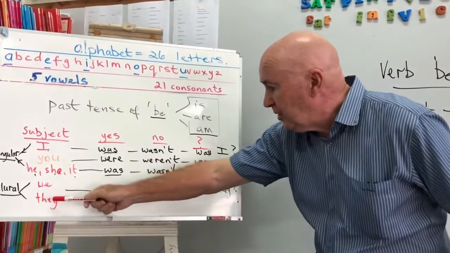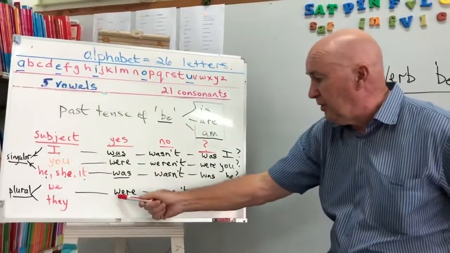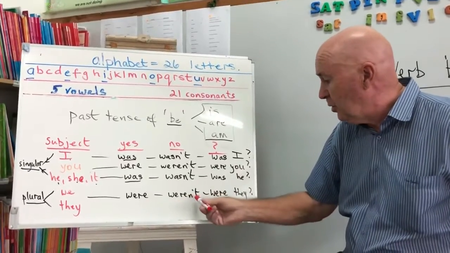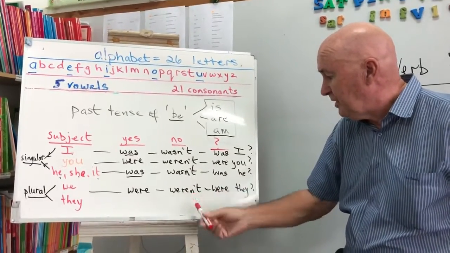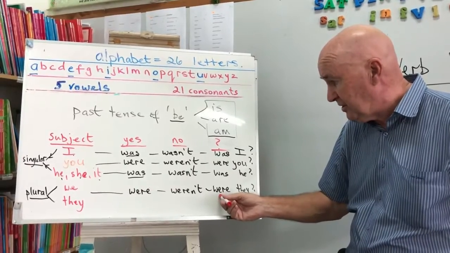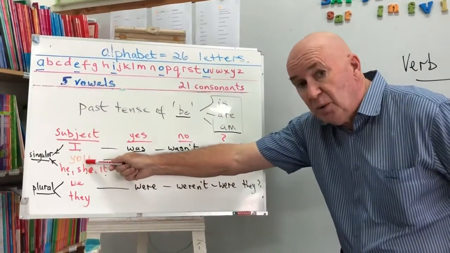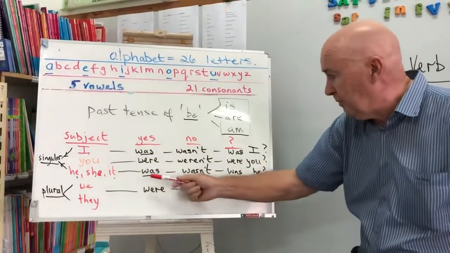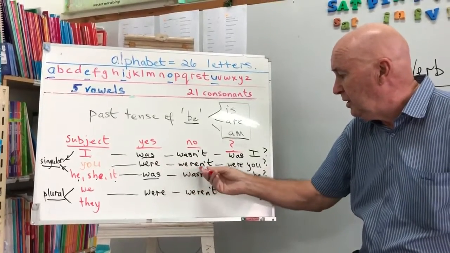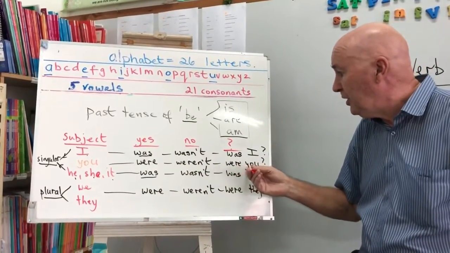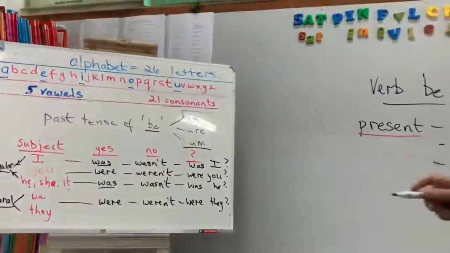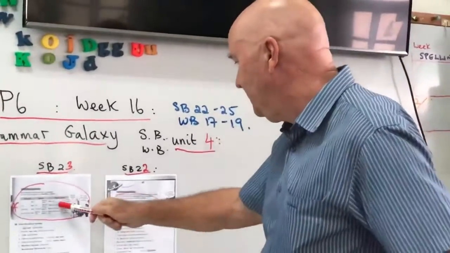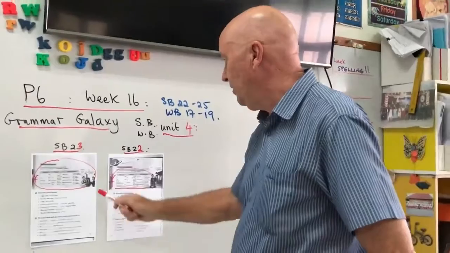If we're talking about we or they, which is plural, more than one, then we change these to were. And to say no, not, were not. To make a question, were comes first. If the subject is you, then you can be singular, one, or you can be plural, more than one. We use were. You were, you weren't, or were you. So all of that is actually on page 23 here, all about the past tense of the verb be.